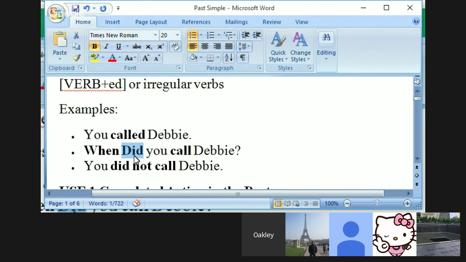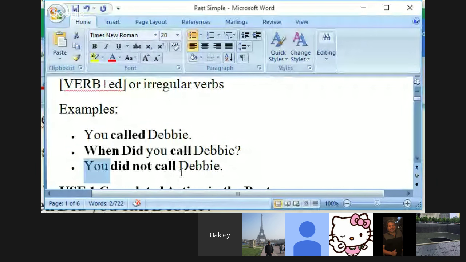past tense did. And of course in the negative, regular sentence but negative, you did not call Debbie, not following the first auxiliary, and in spoken English we're usually going to say didn't. You didn't call Debbie, which is the contracted form. Okay, those are the basics.